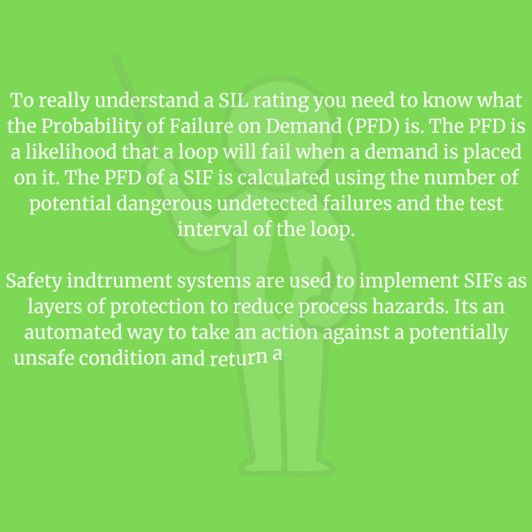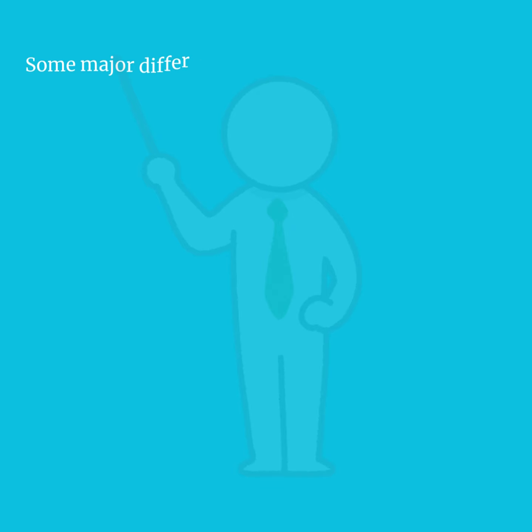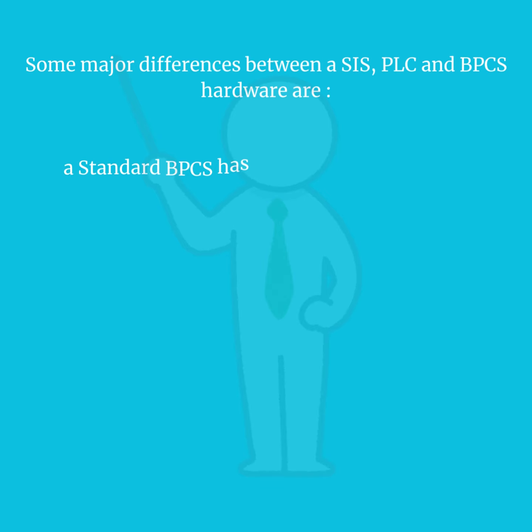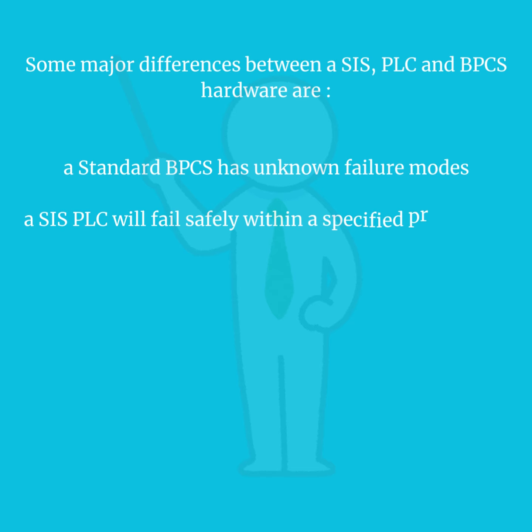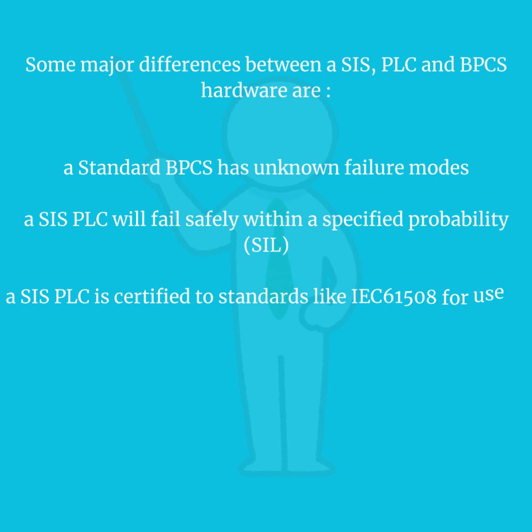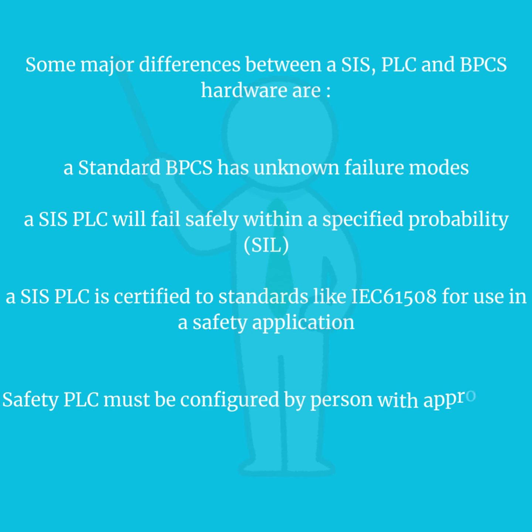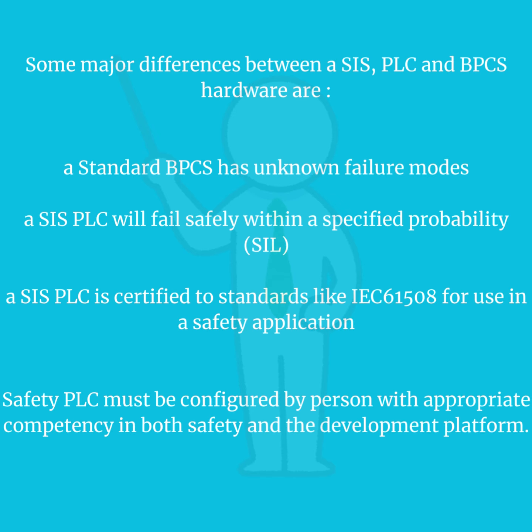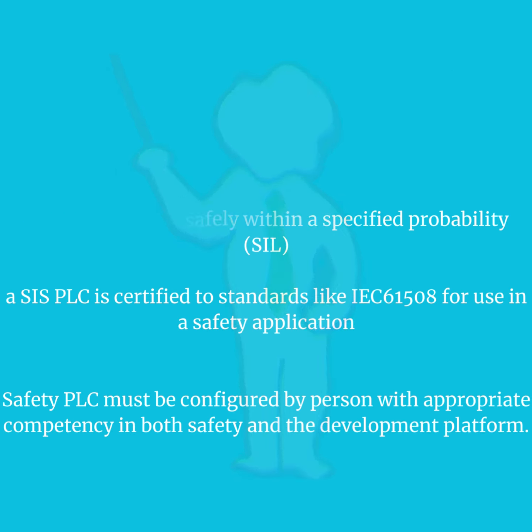It's an automated way to take an action against a potentially unsafe condition and return a process to a safe or stable state. Some major differences between a SIS, PLC and BPCS hardware are: a standard BPCS has unknown failure modes. A SIS PLC will fail safely within a specified probability, SIL. A SIS PLC is certified to standards like IEC 61508 for use in a safety application. A safety PLC must be configured by a person with appropriate competency in both safety and the development platform.